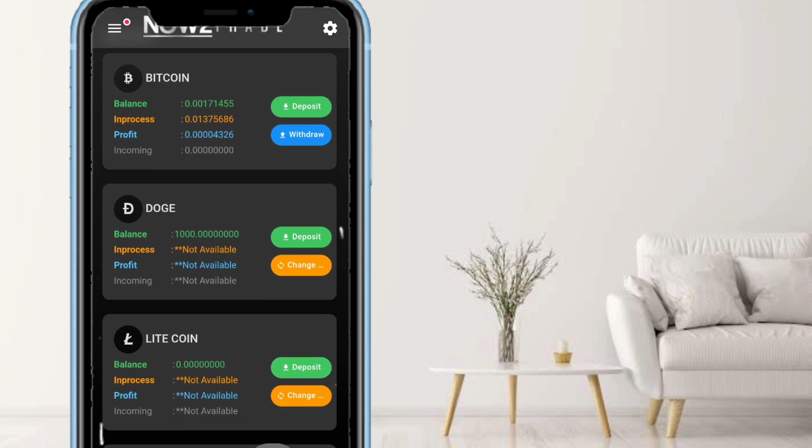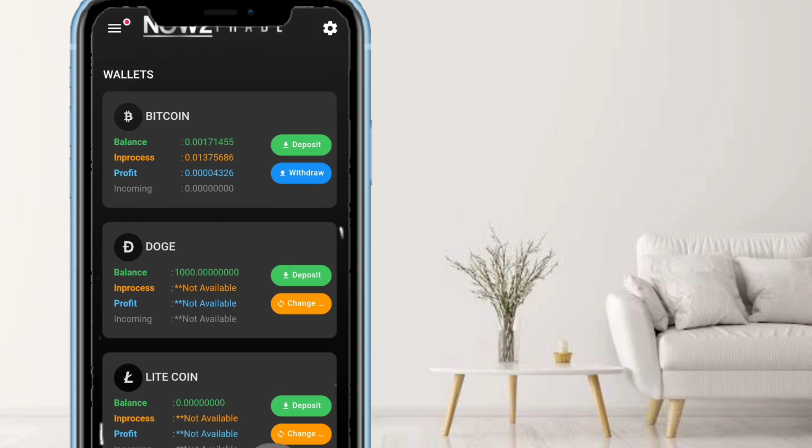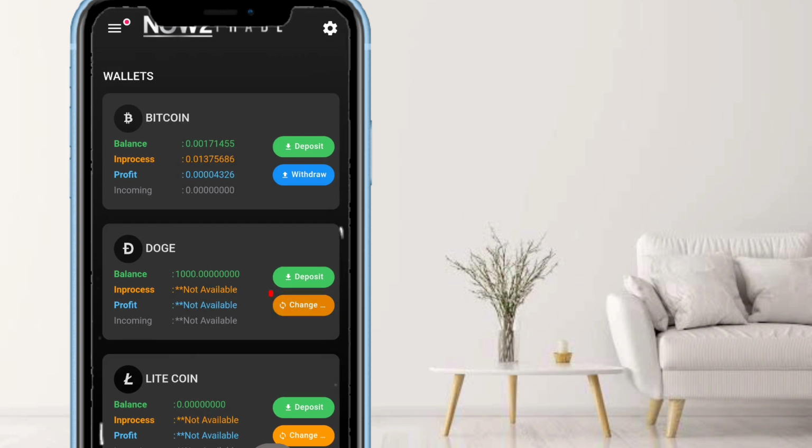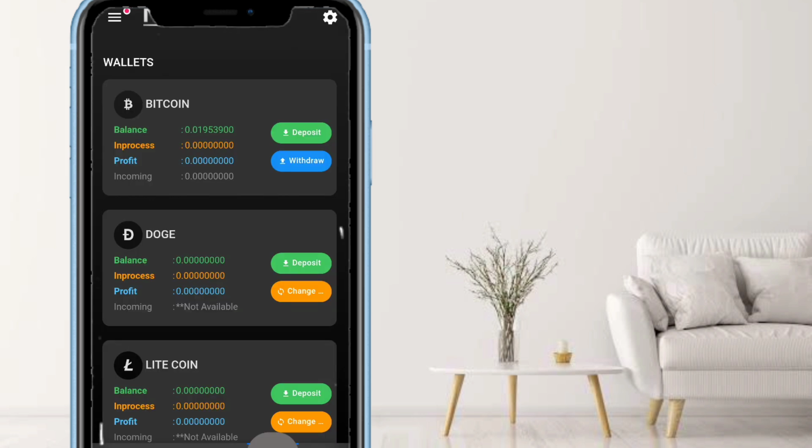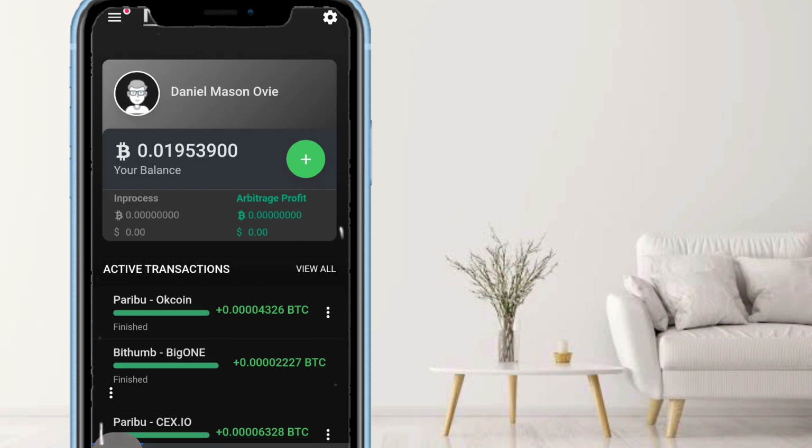And for you to do that, you just got to come to your wallet section. Then you click on this change. You can also apply this process to your Litecoin when you deposit. So now it will take you to this section that says Exchange Center. You just got to click on Exchange Now. Then wait for it to load up. Now after that, you will discover that your Doge balance or your Litecoin balance is 0 because after changing it, it will reflect on your Bitcoin balance.